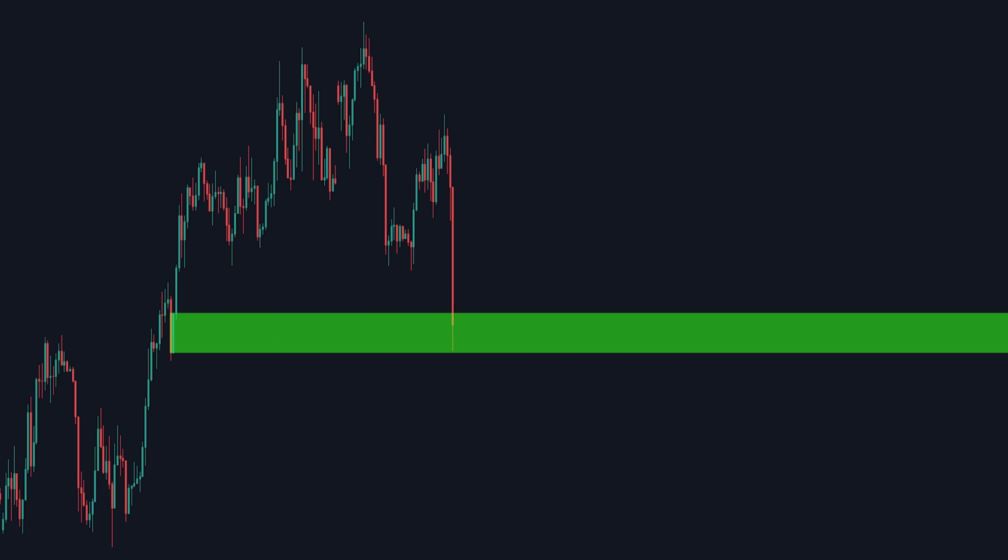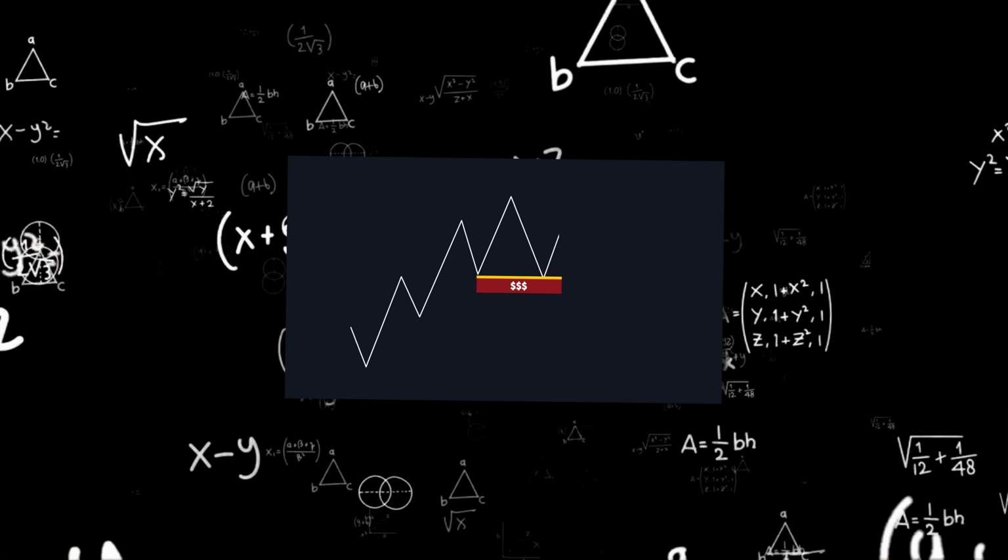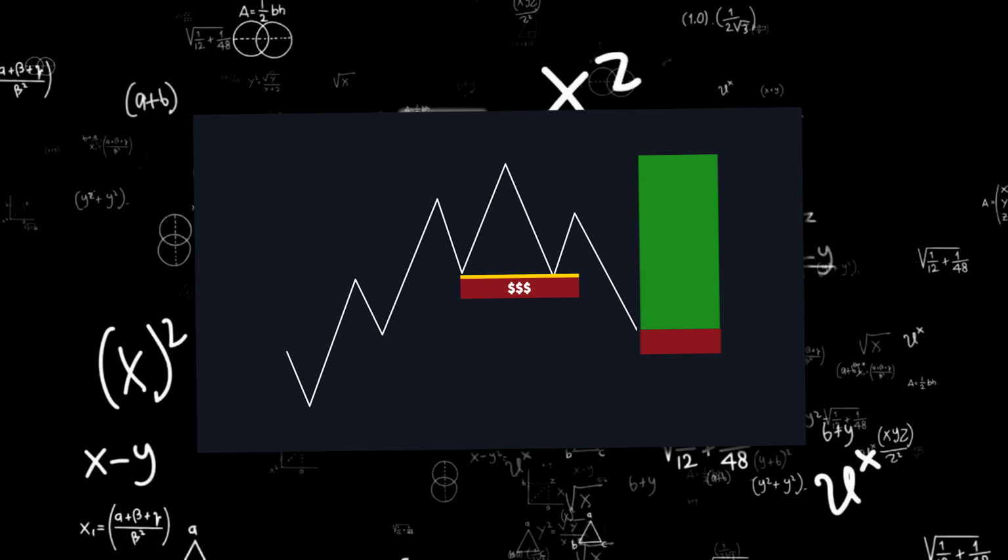Then we need a place to enter. There's a nice area of demand right here. This is where we enter. Set our stop loss below the area of demand, set our take profit at the highs. We get a beautiful winning trade. Try this strategy out yourself and let me know how it works for you.